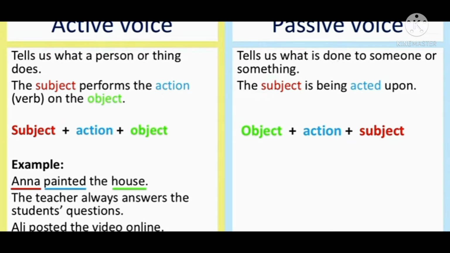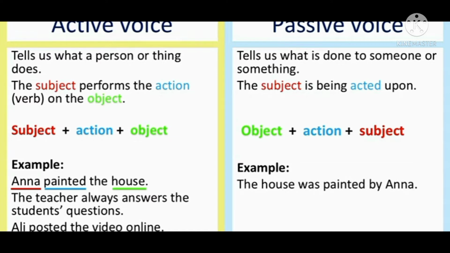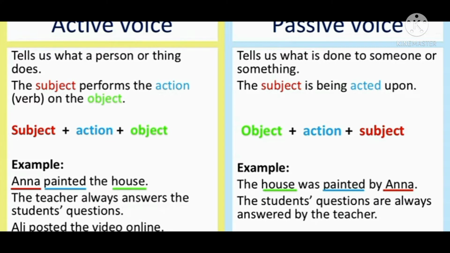For example, the house was painted by Anna. House is the object. Painted is the action, that means verb. Anna is the subject. Another example. The students' questions are always answered by the teacher. The video was posted online by Ali.